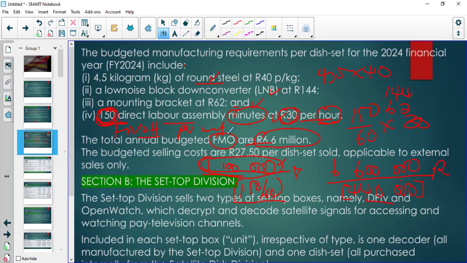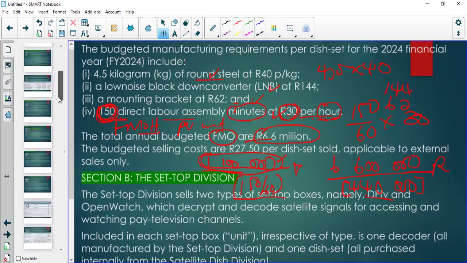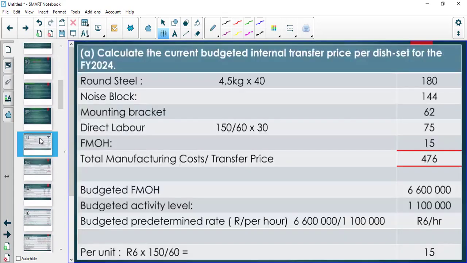Then the total is going to be your, what is this thing called? The required in the question. What's the required again? The minimum transfer price, which equals the total manufacturing costs. So that would be the answer to the first question.